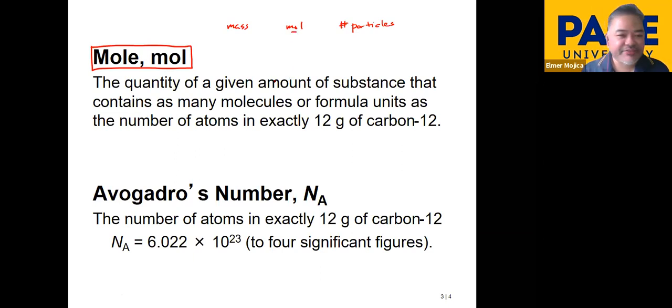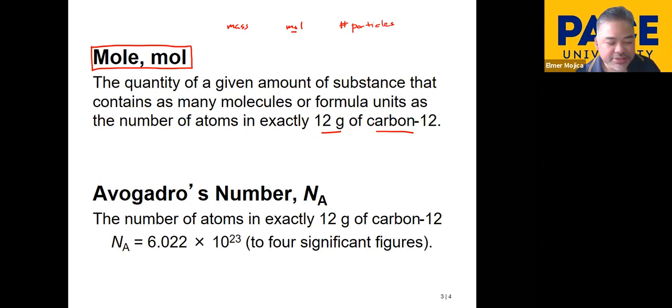Now, what is the definition of mole? Whenever we have a mole, this is a quantity of a given amount of substance that contains as many molecules or formula units as the number of atoms in exactly 12 gram carbon 12. So what does it mean? When you're talking about 1 mole in carbon 12, its equivalent mass is 12 gram. When you're talking about mole in terms of the number of atoms, it is equivalent to a certain number.